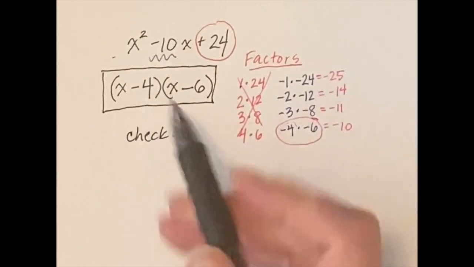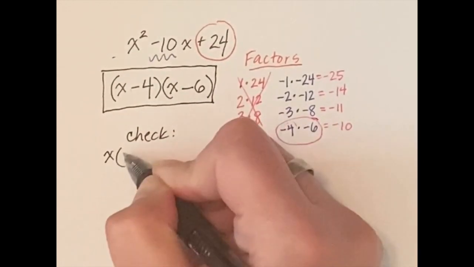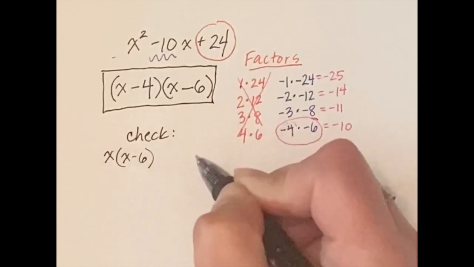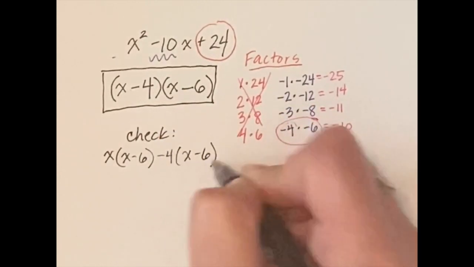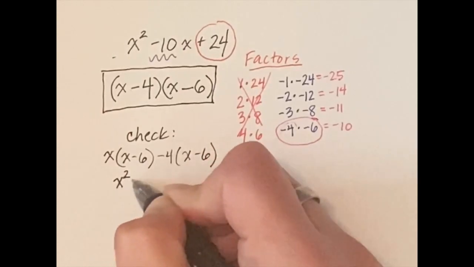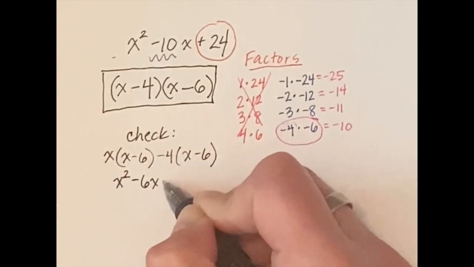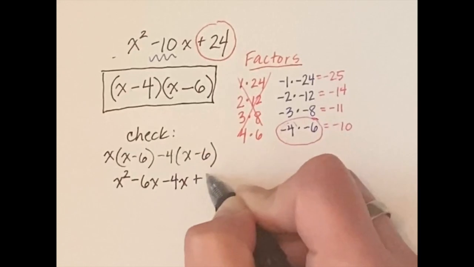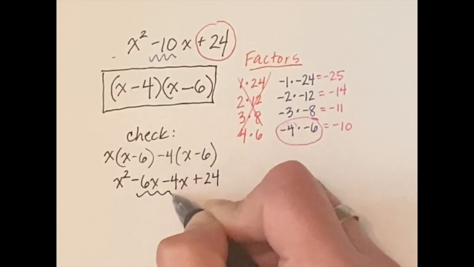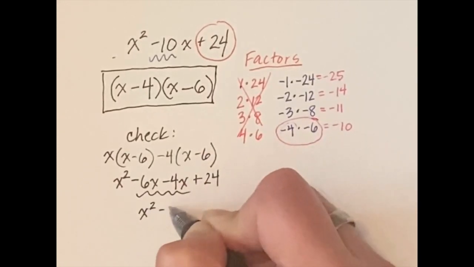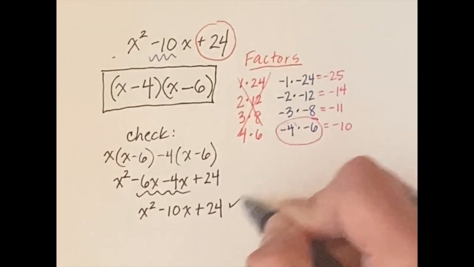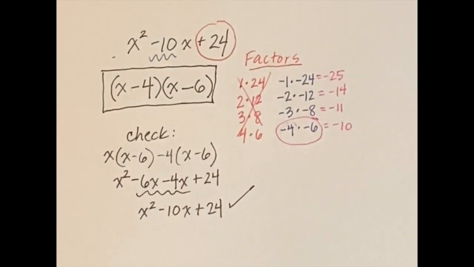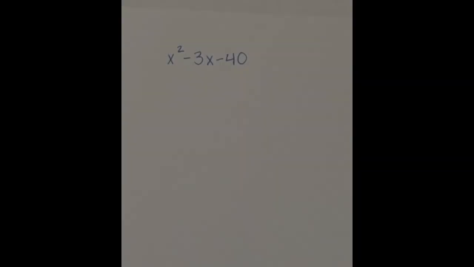Now, if you want to check, not so hard, we've done this before, you just do double distribution. So I'm going to take this x and multiply it by the x minus 6, and then take this negative 4 and multiply it by the x minus 6, and simplify. So x squared minus 6x minus 4x plus 24. Combine like terms. Look at that. I'm exactly where I started, and so I know that I have factored correctly.